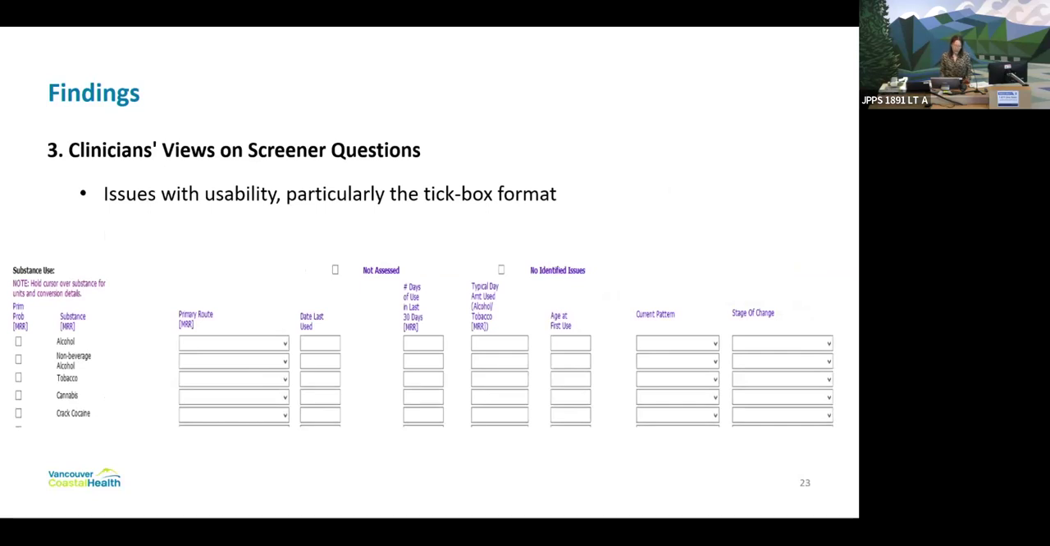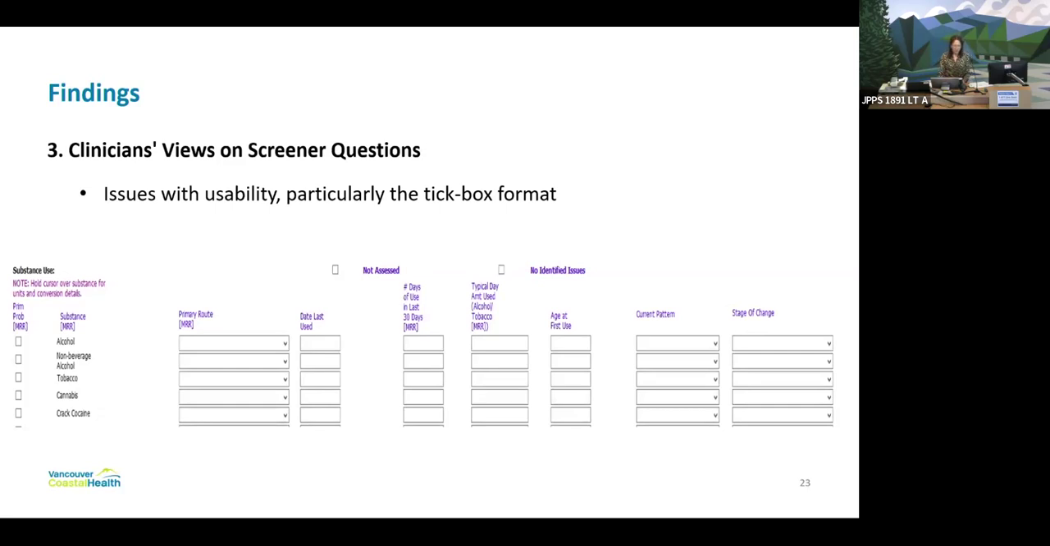They also had views on the actual screening questions. One of the issues across the board was about usability, particularly the tick box format. Here I have a screenshot of part of the substance use assessment. The clinician would tick what is the primary problem. The issue is that if you have a client with polysubstance use, using multiple substances, it's not just one substance that's the primary problem, it's multiple, but you can only tick one substance.